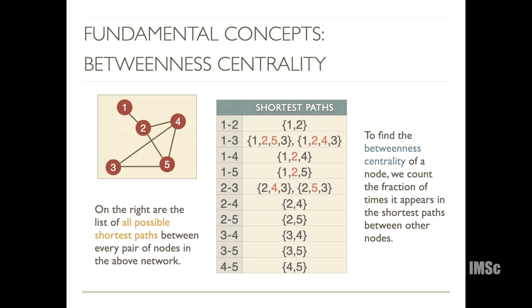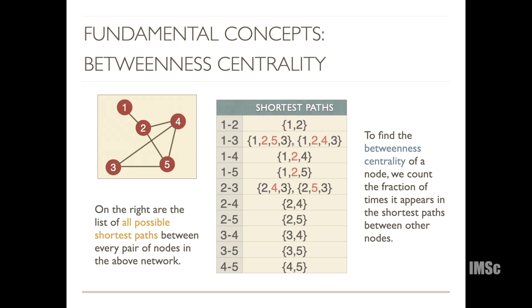So basically here between 1 and 2 you just have 1, between 1 and 3 you have 2, and so on. I'm listing them out, and then I'm looking at the nodes that lie along the shortest path. So here it's 2 and 5, 2 and 4, and so on. So the betweenness centrality is basically just the fraction of times that a node is going to appear in the shortest paths between all the other nodes.